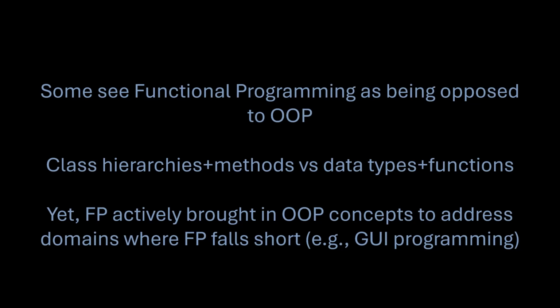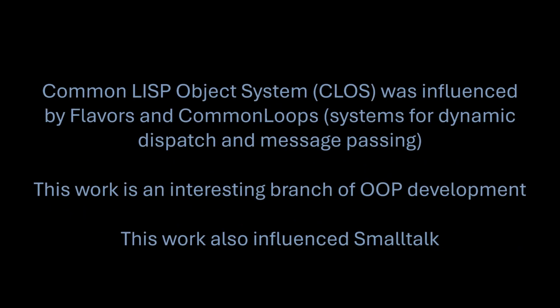And the interesting thing when I see in a lot of the discussion is they ignore the fact that functional programming itself brought in object-oriented programming concepts before C++ even existed. The perfect example of this is the Common Lisp object system, which was influenced by earlier work on two systems at MIT called Flavors and Common Loops that did things like introduce the notion of dynamic dispatch and message passing. For those of you who are familiar with Smalltalk, that sounds familiar. It should, because that work was really influential on what Alan Kay did with the Smalltalk environment.